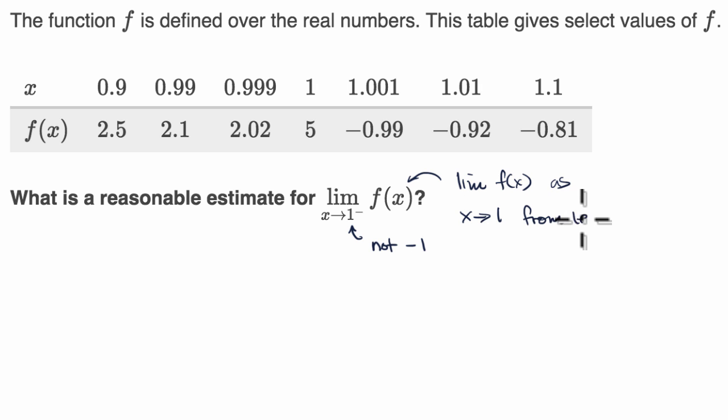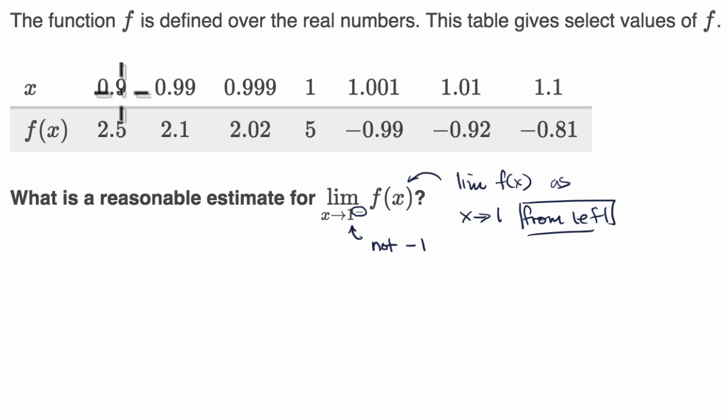From the left. So how do we know that? Well, that's what that little negative tells us. It tells us we're approaching 1 from values less than 1. If we were approaching 1 from the right, from values greater than 1, that would be a positive sign right over there. So let's think about it. We want the limit as x approaches 1 from the left.